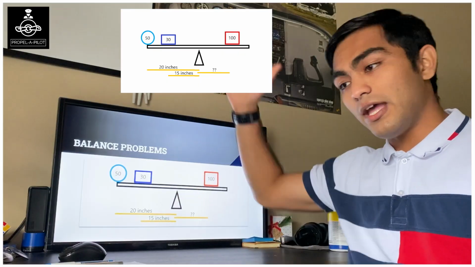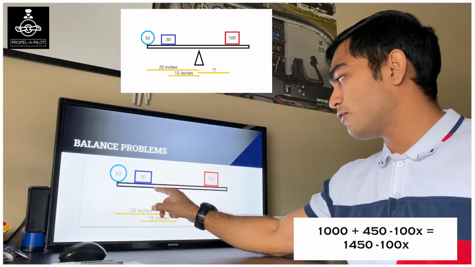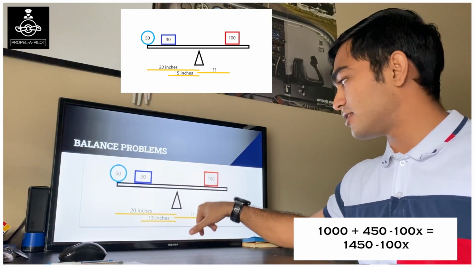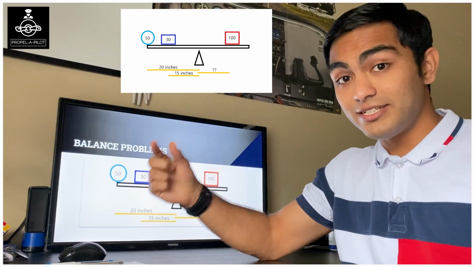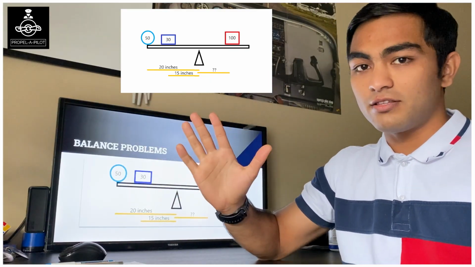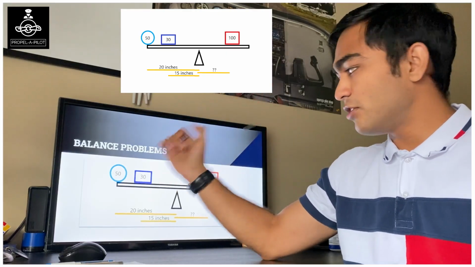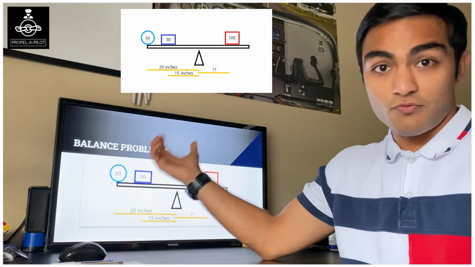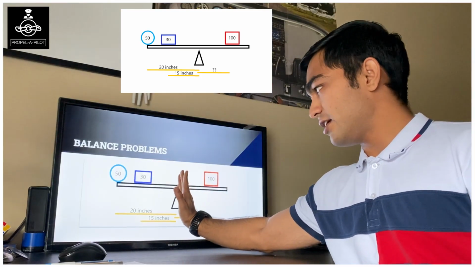So now we add up all the moments, which will be 1000 plus 450 minus 100 times x. This should be equal to the moment of the CG. Now remember, the moment of the CG should be 0 because we don't want the system to rotate. We want the system to be balanced. And the datum is over here.